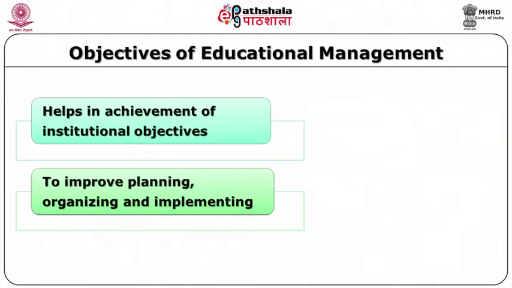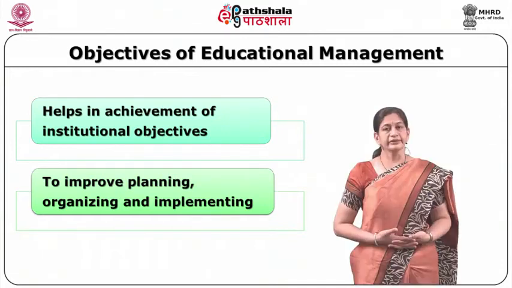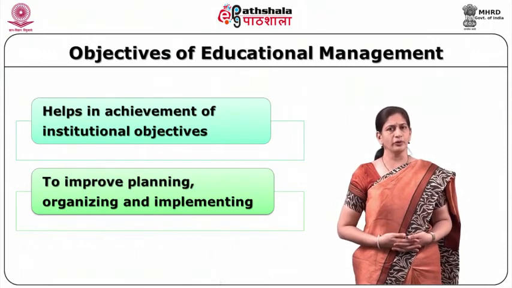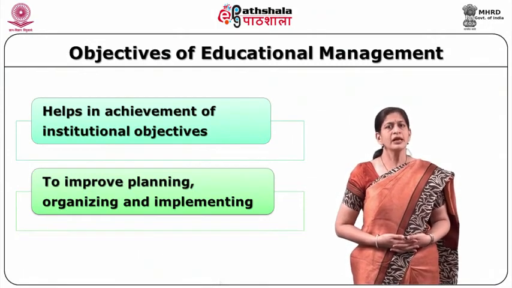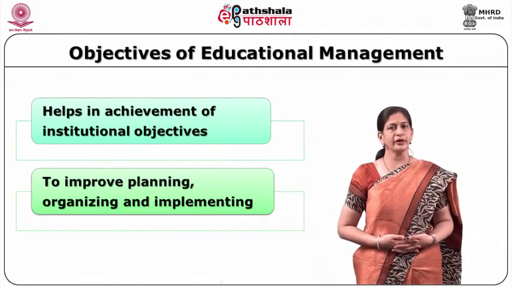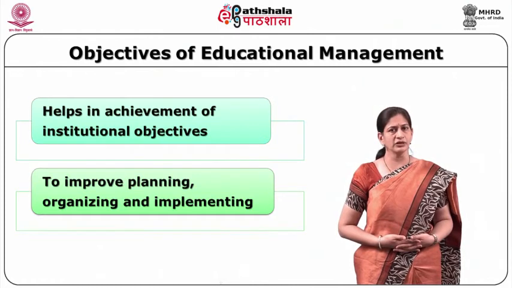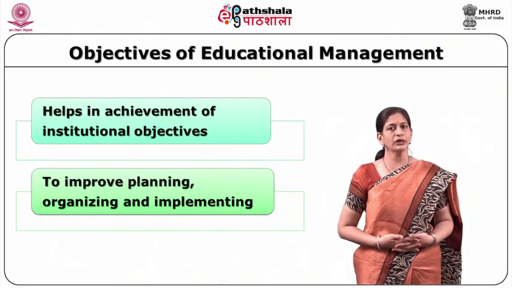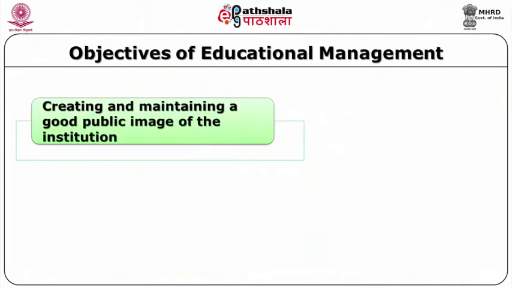The objectives of educational management are as follows. It helps in the achievement of institutional objectives, and in improving planning, organizing and implementing. Educational management will help in deciding and executing the objectives of the institution. In the process of executing the objectives, if it comes across any obstacles or problems, it will help to replan, reorganize and overcome the situation.